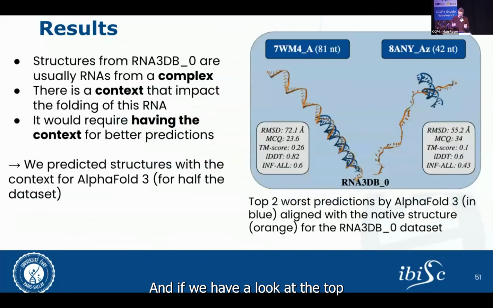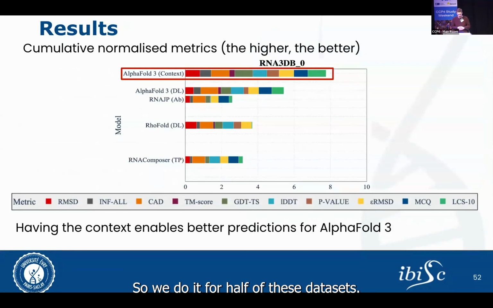If we have a look at the top 2 worst predictions by AlphaFold 3, we can see that these RNAs are in fact not standalone RNAs. They are RNAs inside a more complex molecule, with some context that should impact their structures. So we decided to predict the structure with the context for AlphaFold 3, because for the other methods we could not do it. We did it for half of this dataset. These are the results for half of the dataset with AlphaFold 3, but given the context. And we can see that it does better in terms of prediction for this dataset.